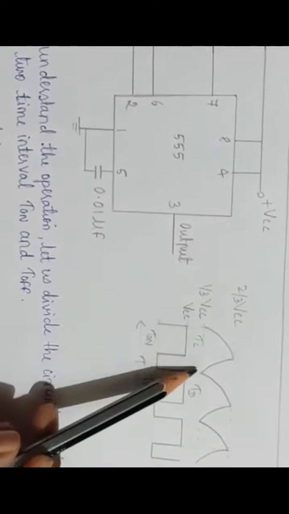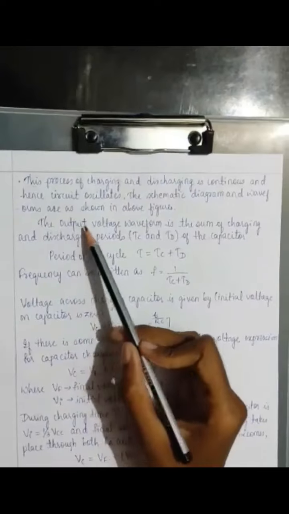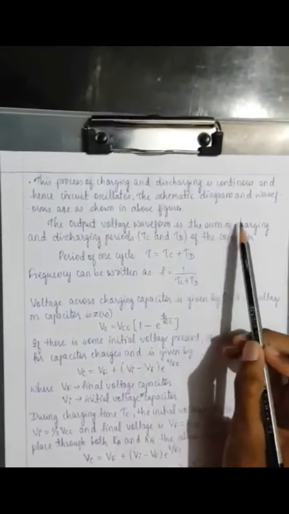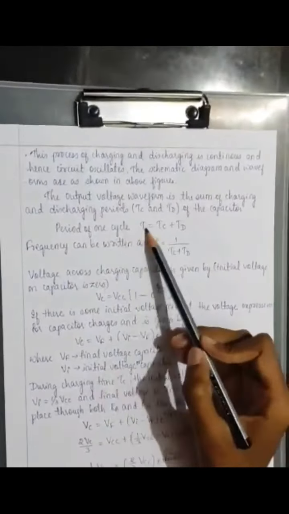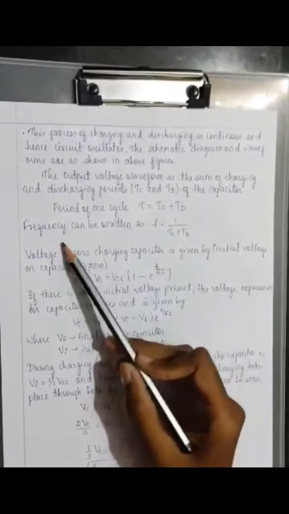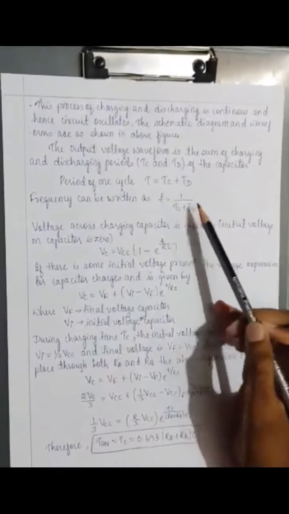It is called astable because none of the states are stable. It will not remain stable at any particular time. The output voltage waveform is the sum of charging and discharging periods, that is Tc and Td of the capacitor. Period of one cycle is T equal to Tc plus Td. Frequency can be written as F equal to 1 by Tc plus Td.